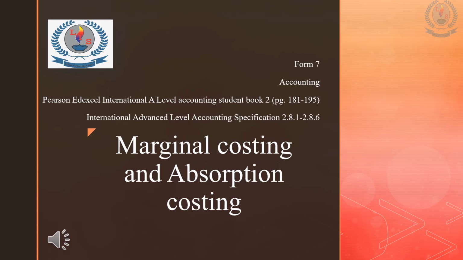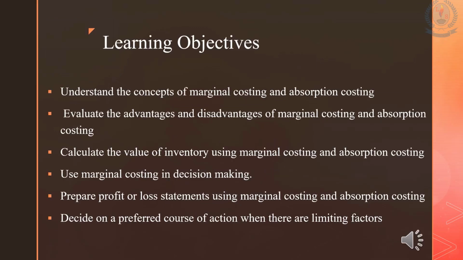2.8.1 to 2.8.6. The learning objectives of this lesson will be to understand the concepts of marginal costing and absorption costing, evaluate the advantages and disadvantages of marginal costing and absorption costing, calculate the value of inventory using marginal costing and absorption costing, use marginal costing in decision making, prepare profit or loss statements using marginal costing and absorption costing, decide on a preferred course of action when there are limited factors.